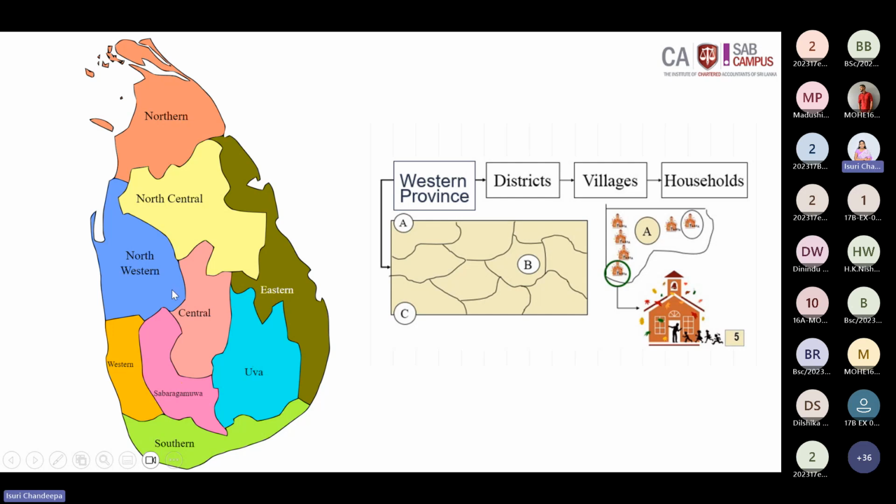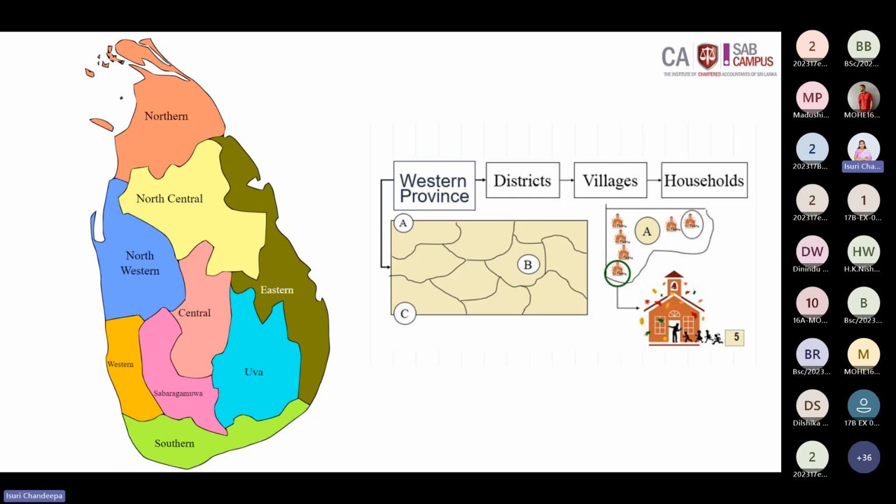Western Province may have 3. Right? Northwestern, it may be 2. Likewise, you are dividing the province into another cluster based on the districts. Right? Again, you are going to simplify. Districts divided into villages. Right? Third cluster. The third cluster is the villages. Based on districts, we have villages.